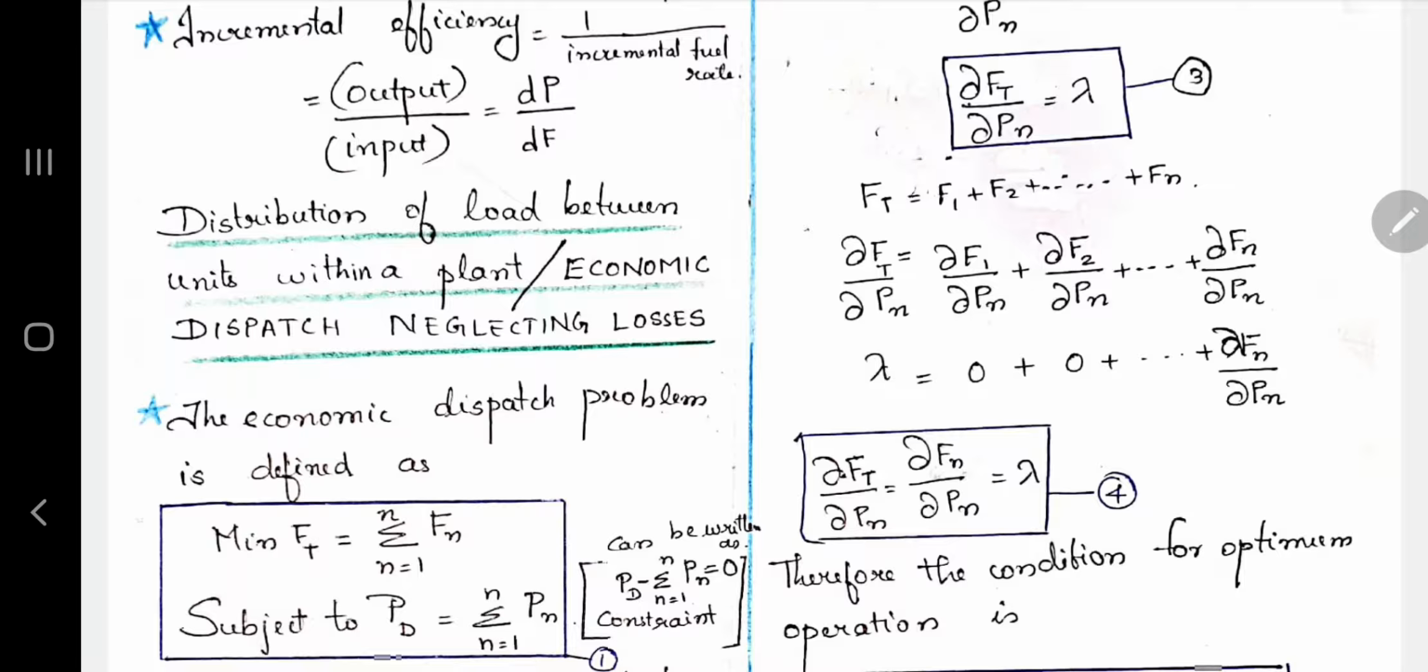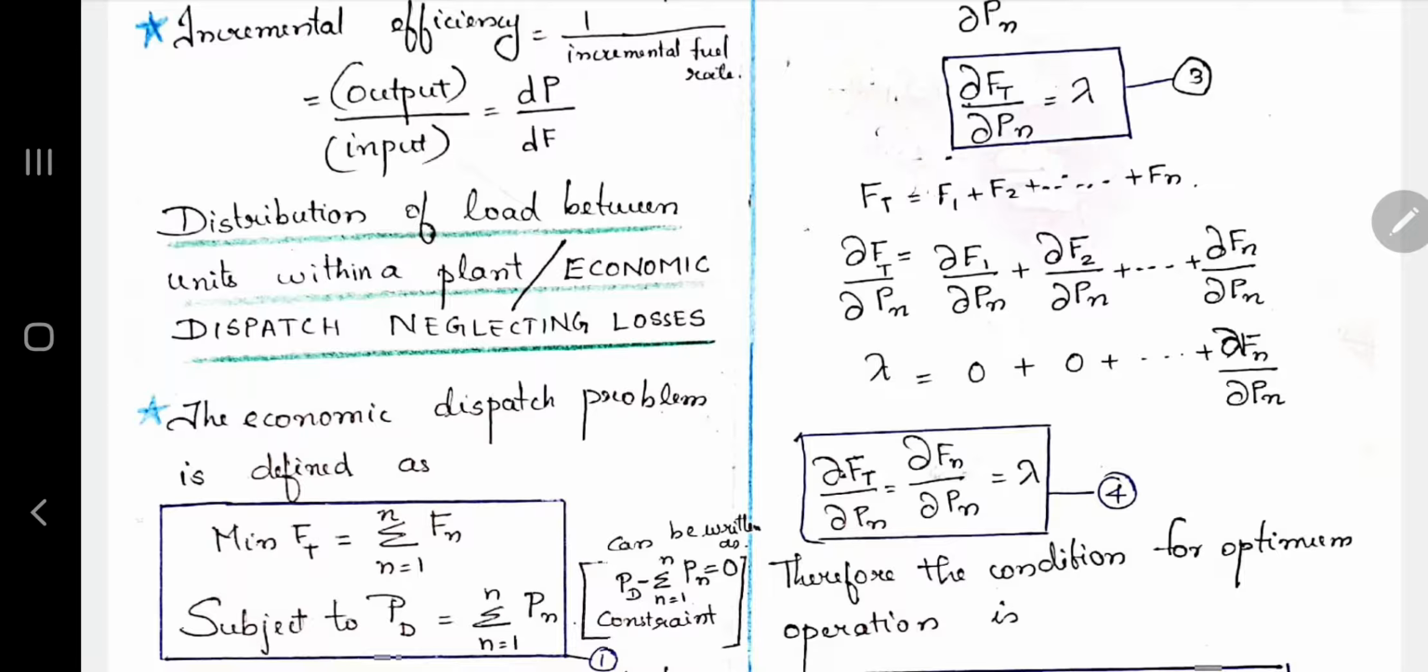Hi everyone, we are moving into class 2 of module 5, and in this class we are going to discuss distribution of load between units within a plant neglecting the losses, or we can also call this one economic dispatch neglecting the transmission losses.